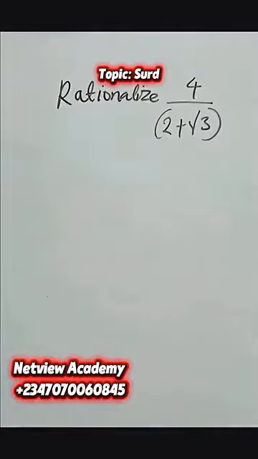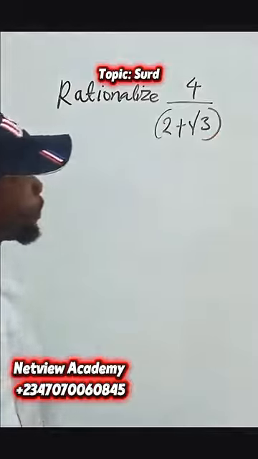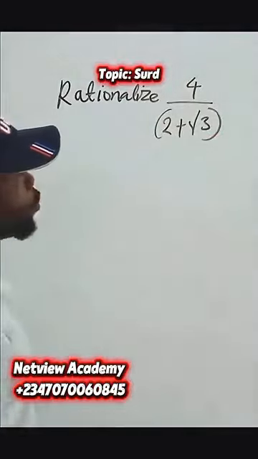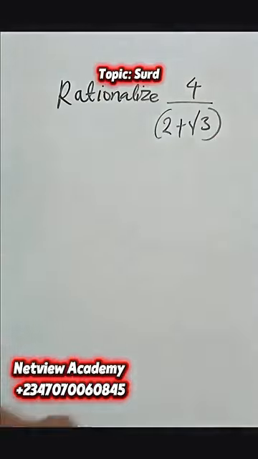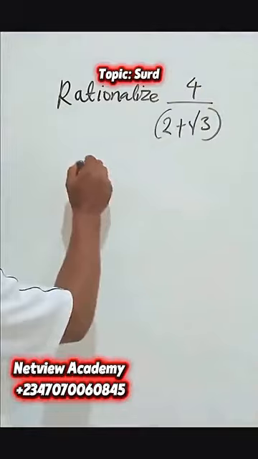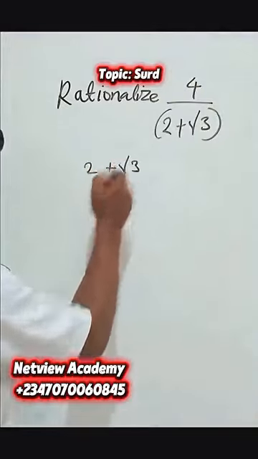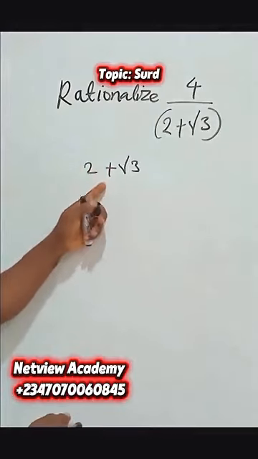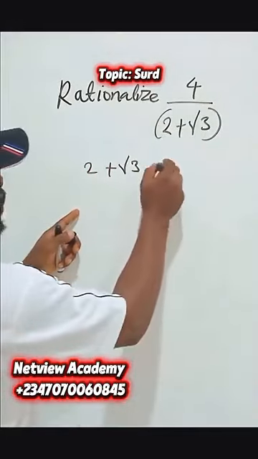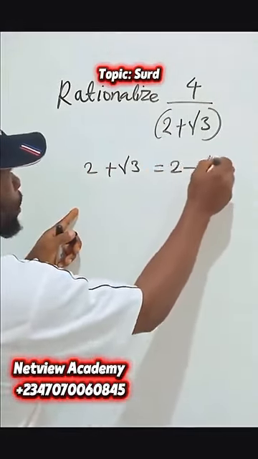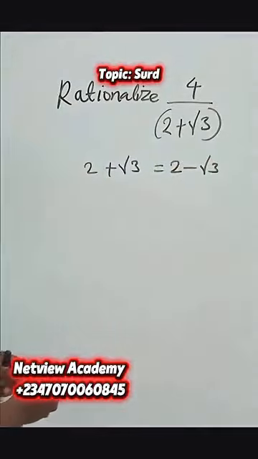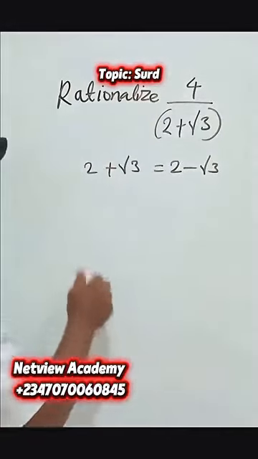In this question, we have to rationalize this expression. Now, to do that, we need to multiply both the numerator and the denominator by the conjugate of 2 plus the square root of 3. And the conjugate of 2 plus the square root of 3 is equal to 2 minus the square root of 3. So we are going to use 2 minus square root of 3 to multiply the numerator and the denominator.